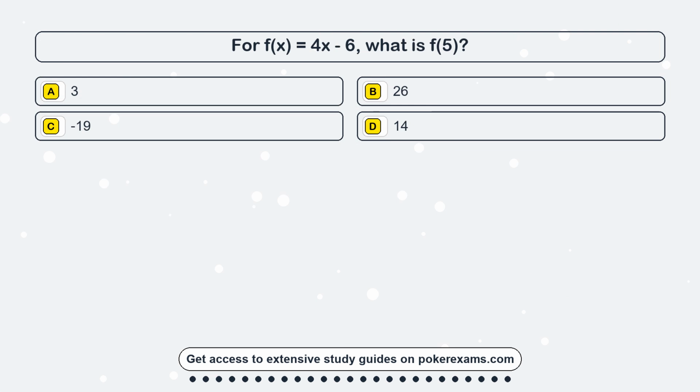Question 15. For f(x) equals 4x minus 6, what is f(5)? Option A, 3. Option B, 26. Option C, minus 19. Option D, 14.